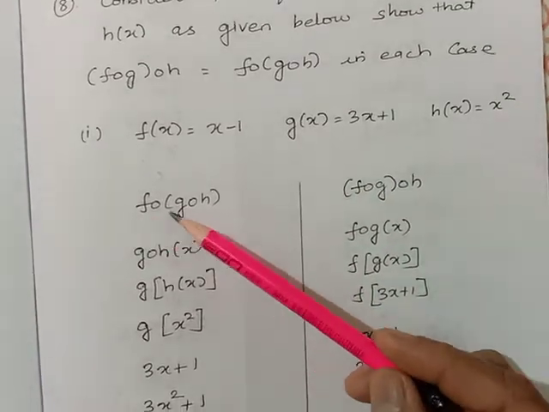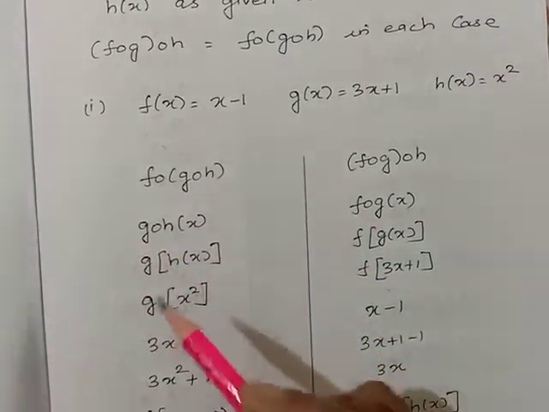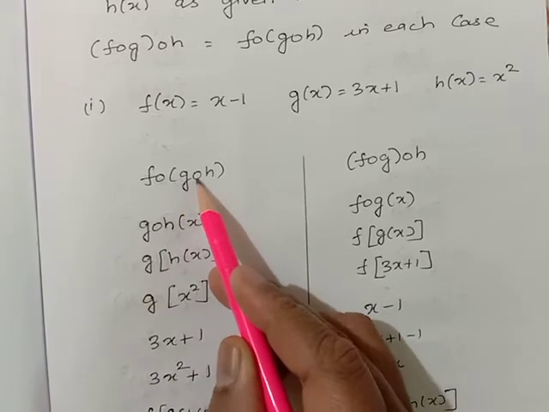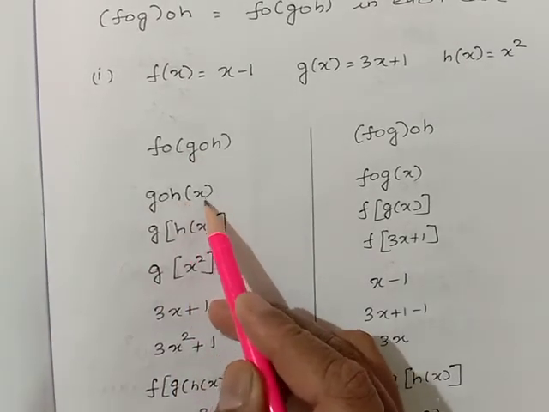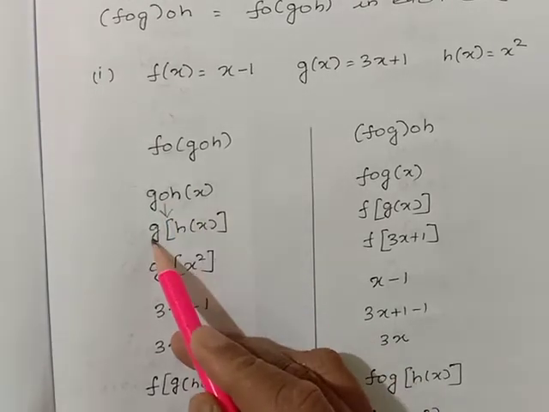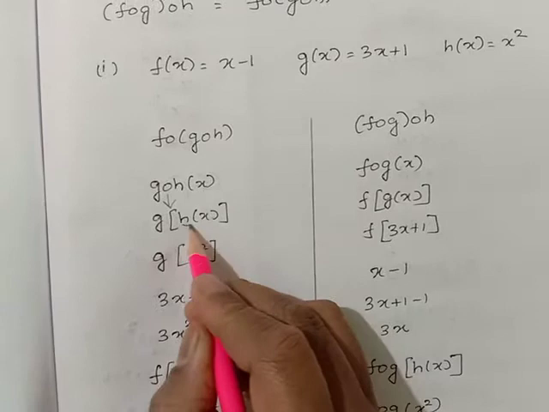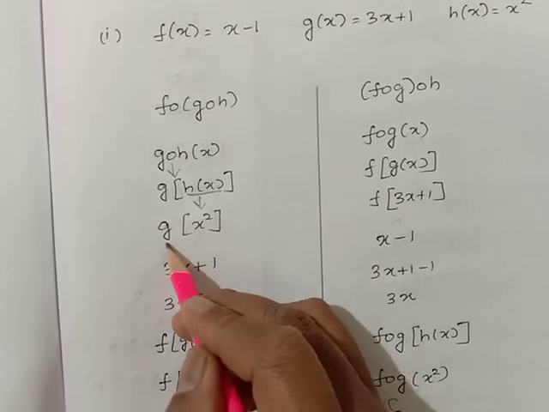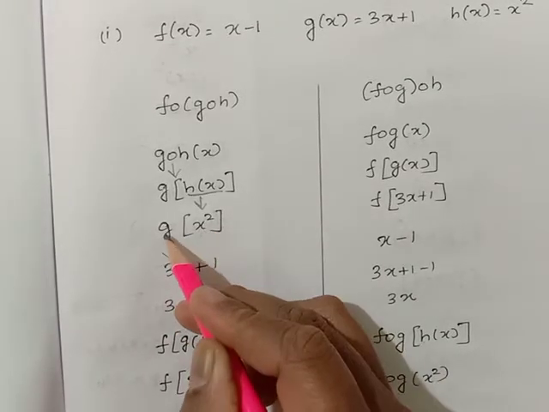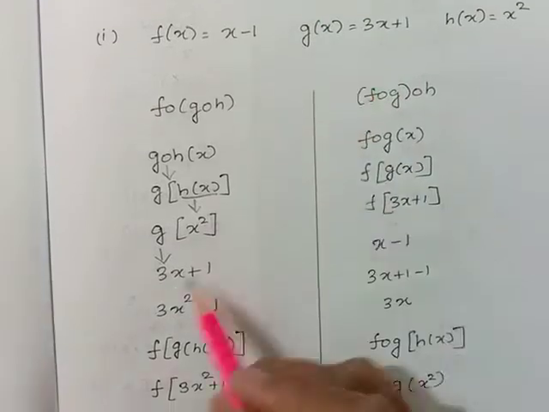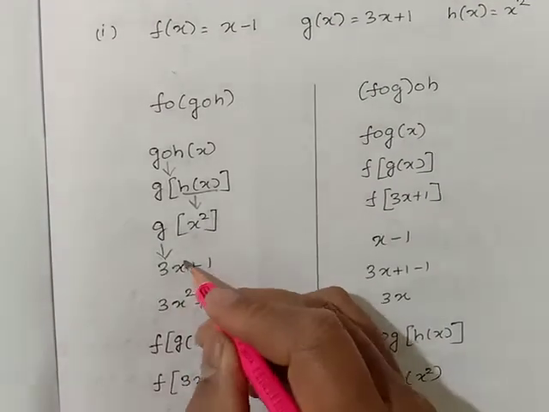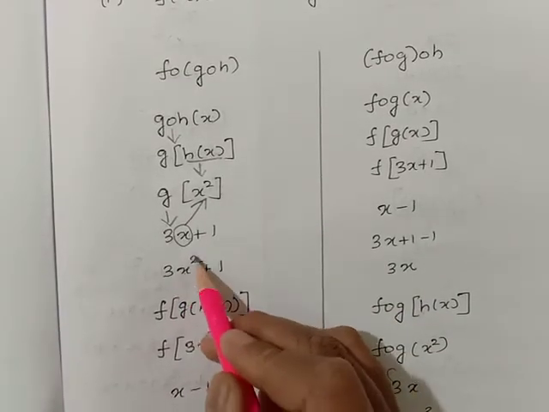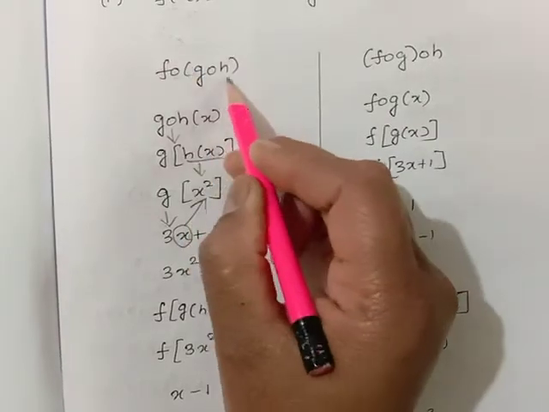Now let us find (f∘g)∘h first. First we will find the inner value, g of h of x. First let us write the inner value. Here the h of x value is x square. Now let us write the outer value. The value of g of x is 3x plus 1. We have to write 3x plus 1, but in the place of x we are going to write the inner value x square. So 3 into x square plus 1. Now we have solved g of h.